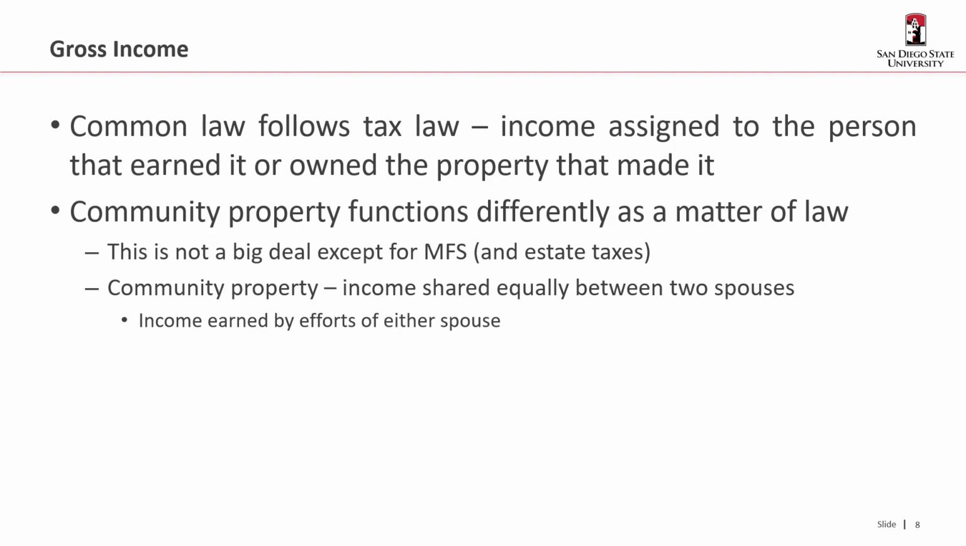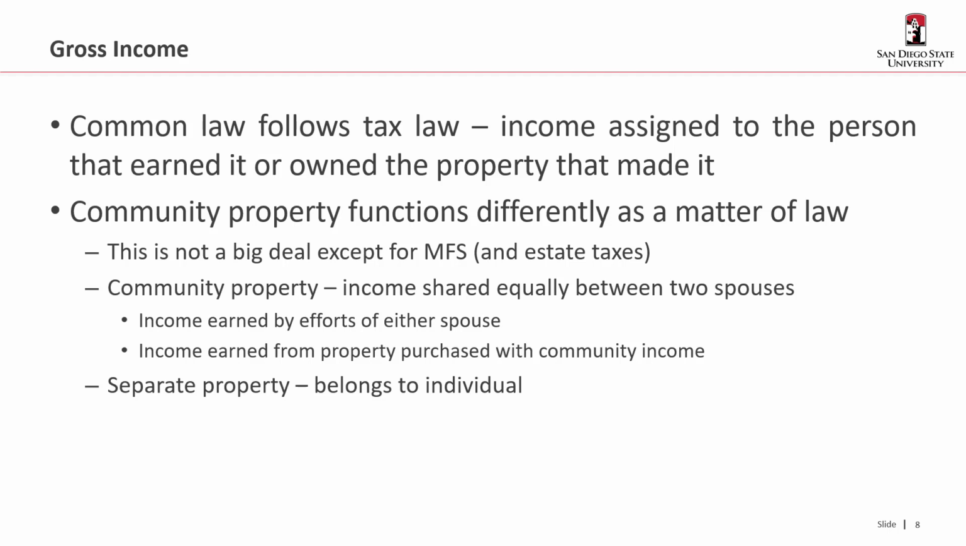Well, wait a second, I did all the work. Doesn't matter. In community property states, it's considered to be shared equally. Income earned from property purchased with community income is also considered to be shared equally. So you guys save your money, you buy some stocks, you buy some bonds. It doesn't matter whose name they're in. If you purchased it with community income, then as a function of law, it is shared equally between the two.